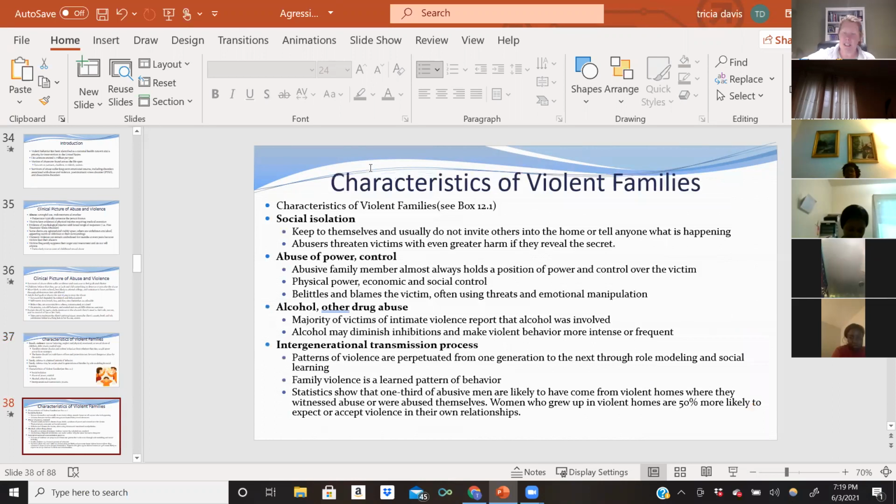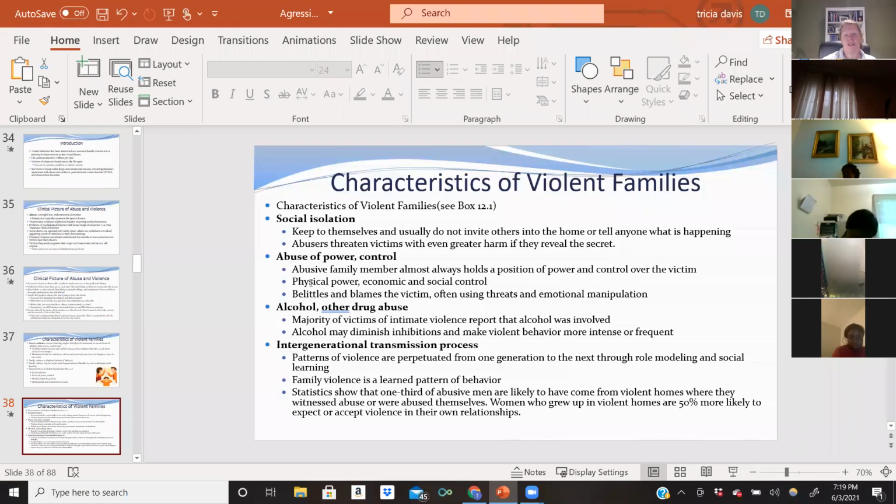So, social isolation. You'll see family members that keep to themselves. They don't invite other families or friends into the home. They don't let anybody know what's going on. They usually threaten their victims with harm if they reveal the secret about what's going on in their home, if they're being physically or verbally abused.